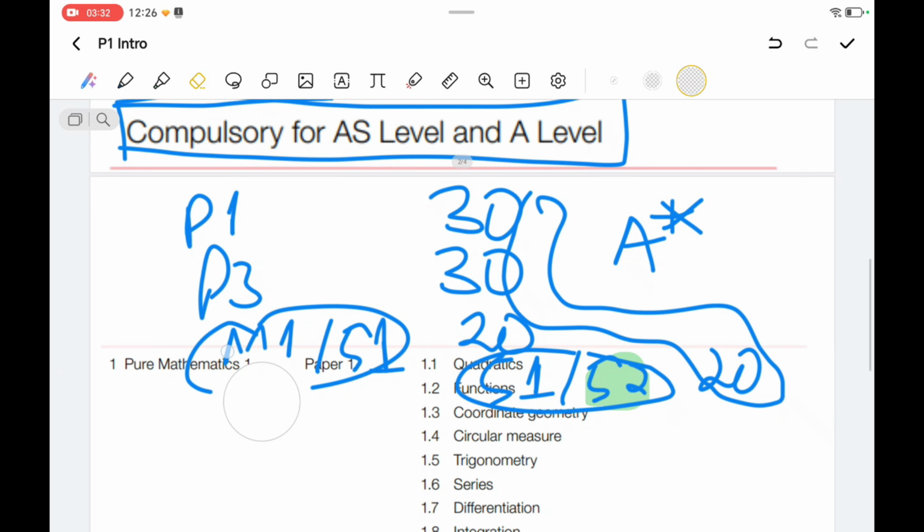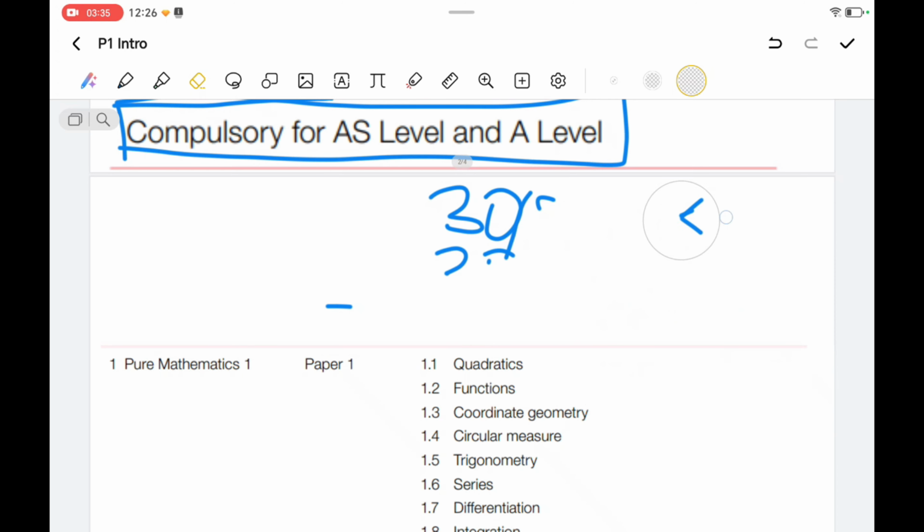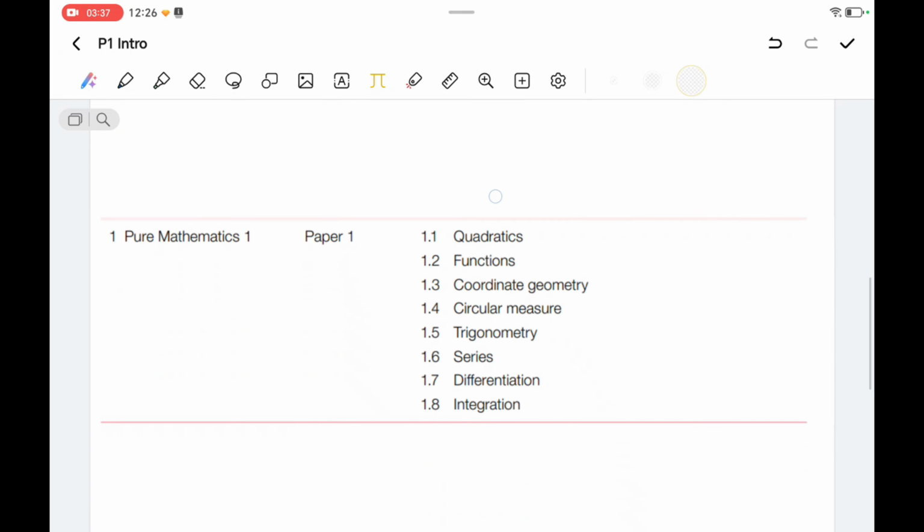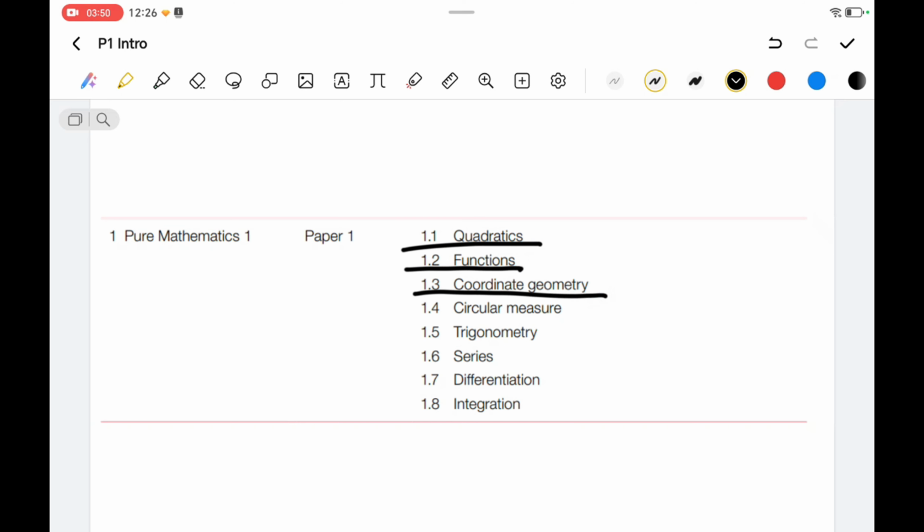Talking about the syllabus, it has 8 major chapters. We will discuss the details of these chapters afterwards when we discuss each and every chapter. Basically, the first topic is quadratics, then it goes to functions, coordinate geometry. Quadratics is basically the algebra part in P1. Functions, you have studied a little bit, so composite functions, inverse functions, all those topics. Coordinate geometry is usually the same but with a little more explanation or difficulty.